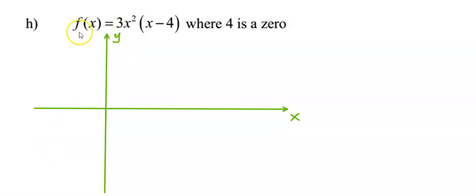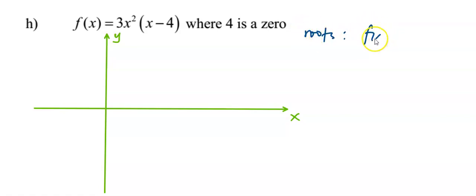For this example, the function is given in factor form, 3x squared multiplied by (x minus 4). So actually it's very easy to get the x-intercept, which we call the roots. We just let f(x) equal 0 for the first step. We get the roots first.